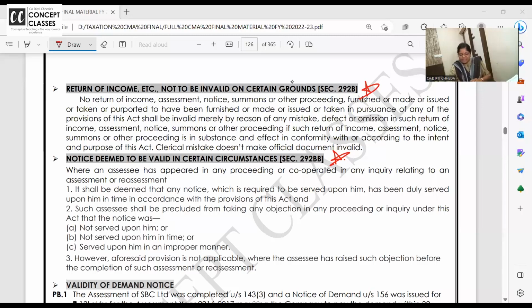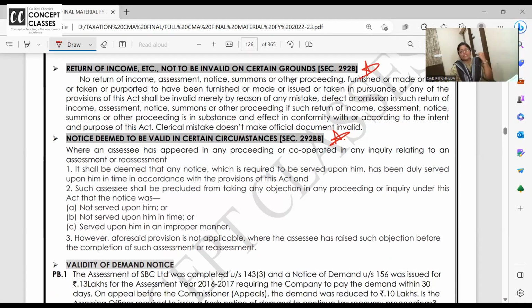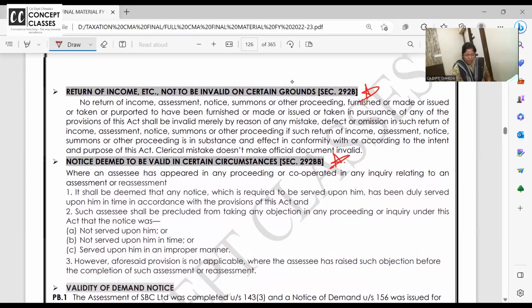So these two sections are very important. Frankly speaking, you have read 292B and 292BB. These are related to notice. Whenever you have to collect the tax, you have to issue notice. So this is covered in some other topic. But why is it very relevant for the assessment procedure? Because for assessment also you have to send the notice. Notice has to be in writing and in proper time. So let us see what this is talking about.